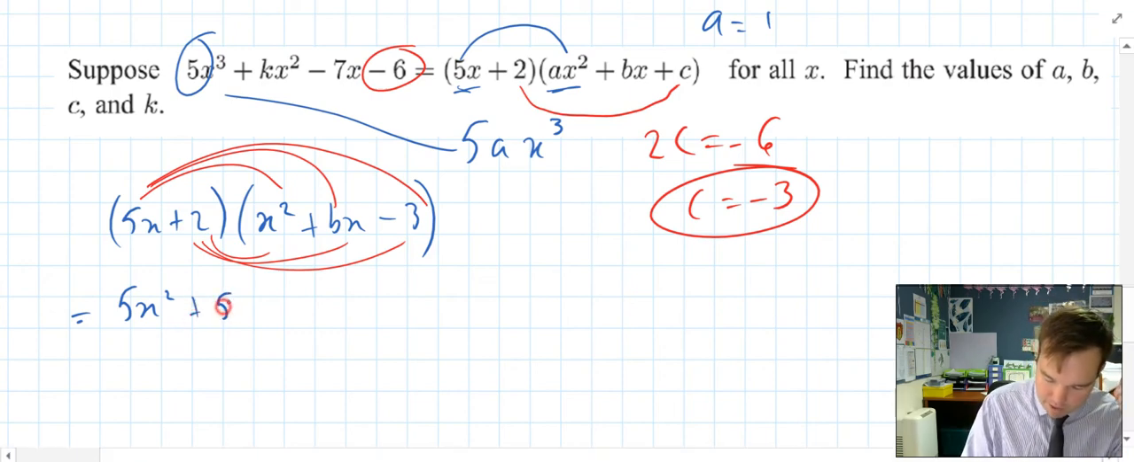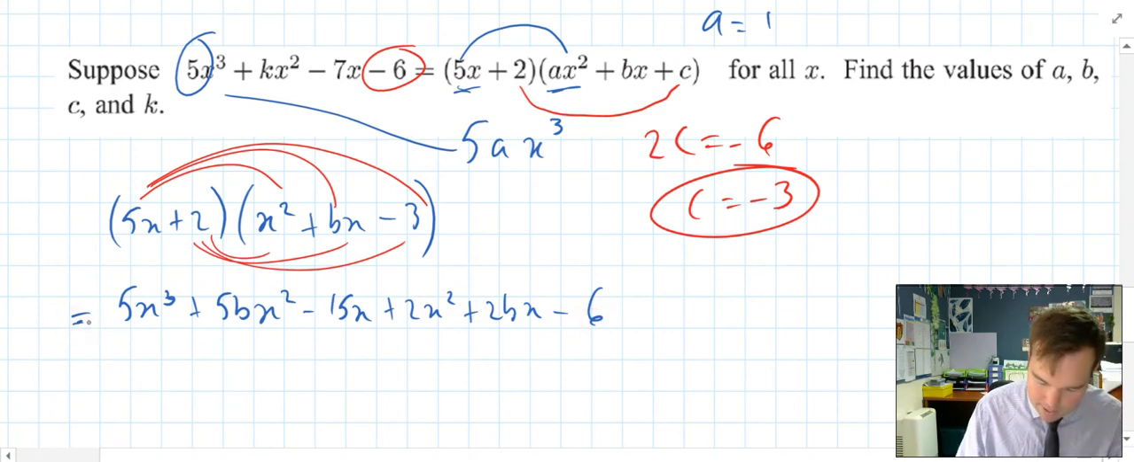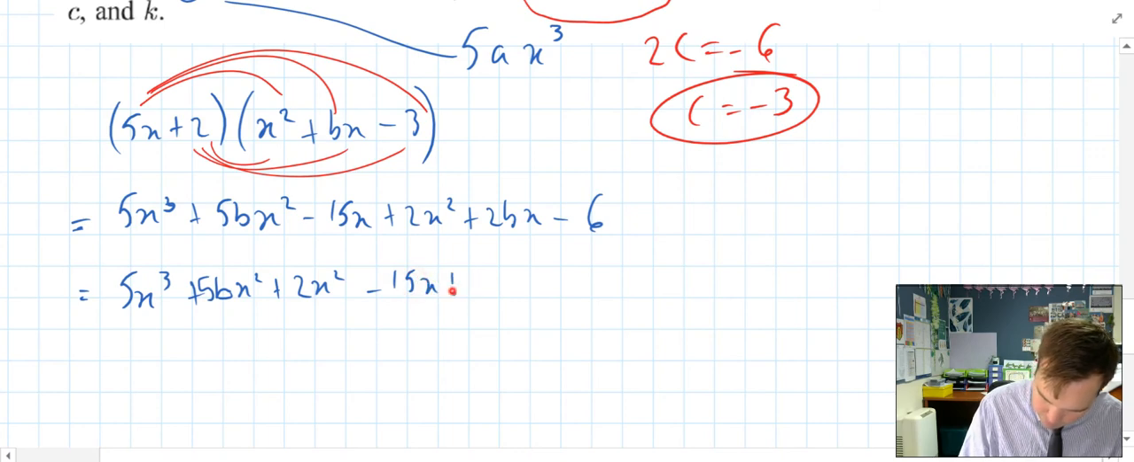5x squared plus 5b cubed, x squared minus 15x. Now the 2 comes in, plus 2x squared plus 2bx minus 6. Alright, now I would collect the like terms together. 5x cubed, there's nothing like to it, plus 5bx squared plus 2x squared minus 15x plus 2bx minus 6. So note how I've grouped the x squared terms together, and I've grouped the x terms together.